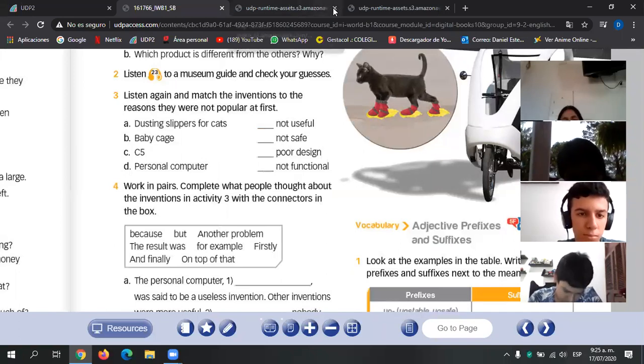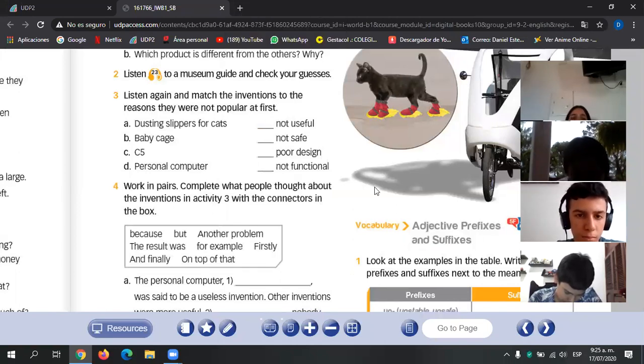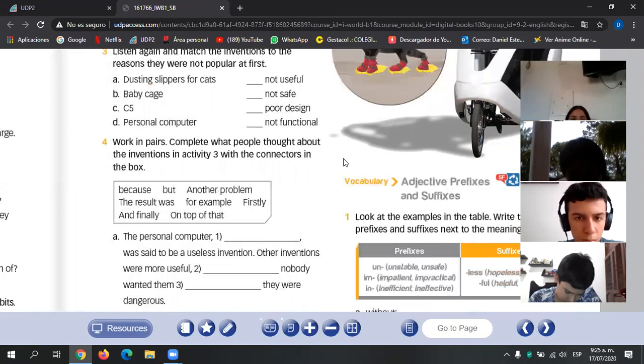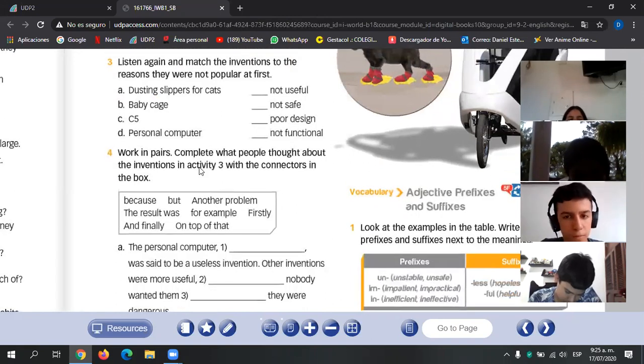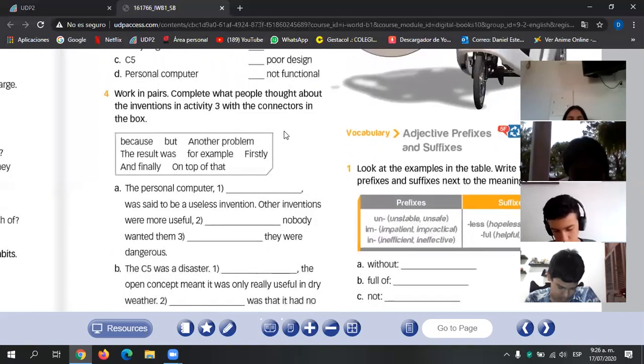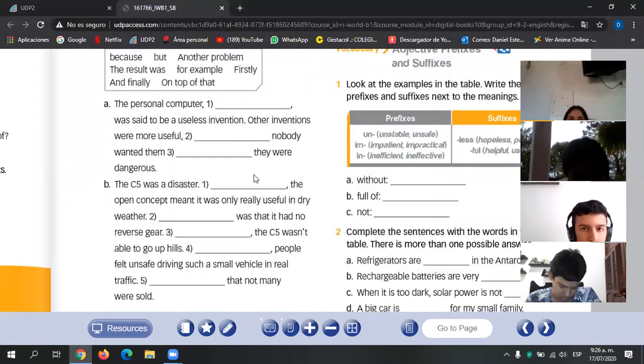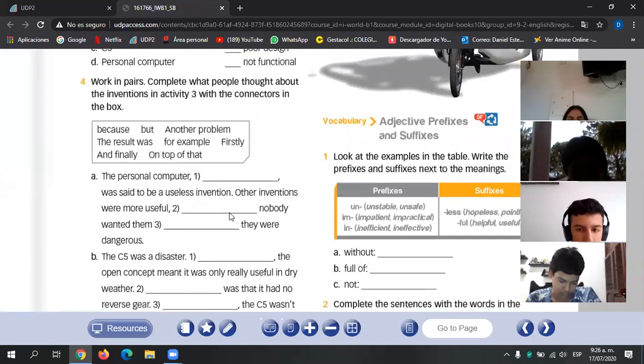So we are not going to listen to this because it's the same we were talking about. It's not necessary for now. Let's make this point for working in pairs. Complete what people say about the inventions in activity 3 with the connectors in the box. So in this exercise, you just have to look at these connectors and put them into these spaces. So let's start with this.